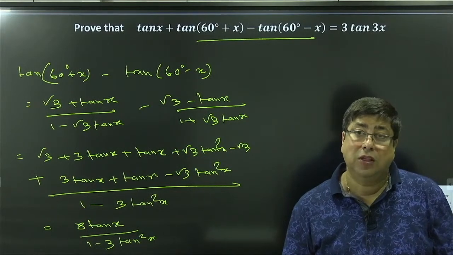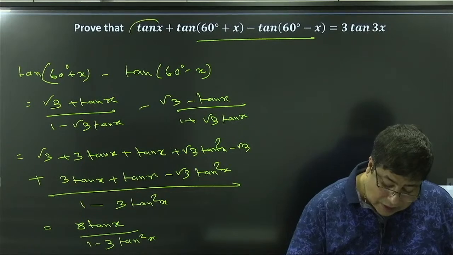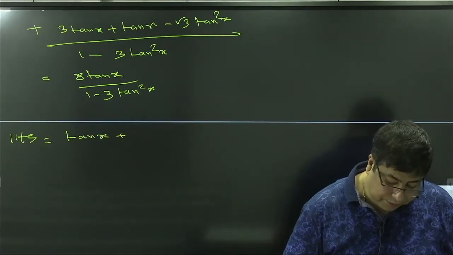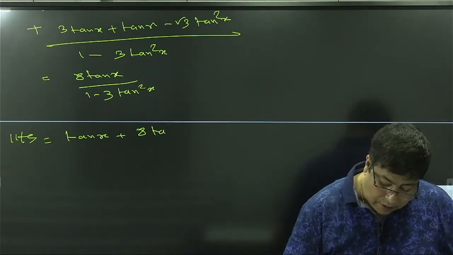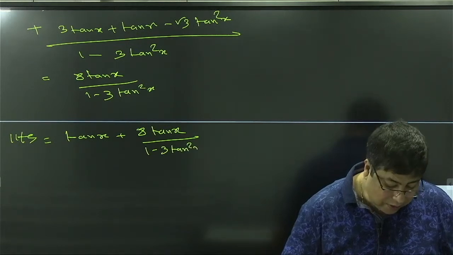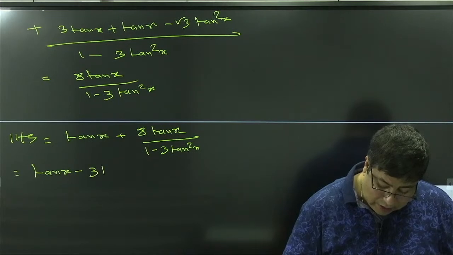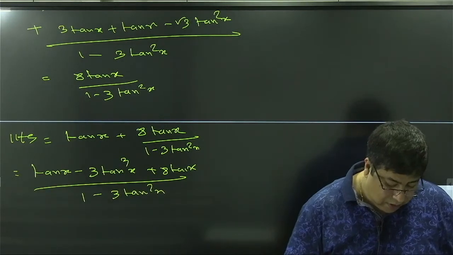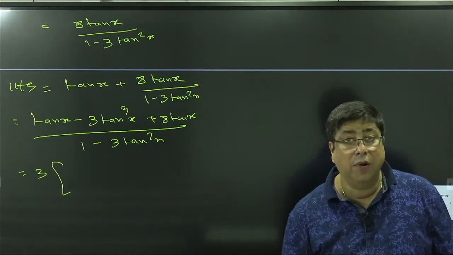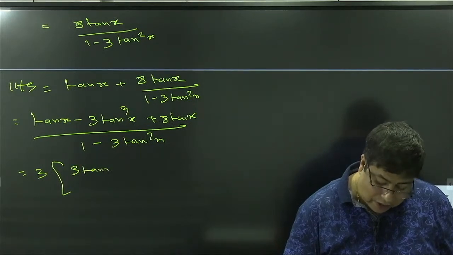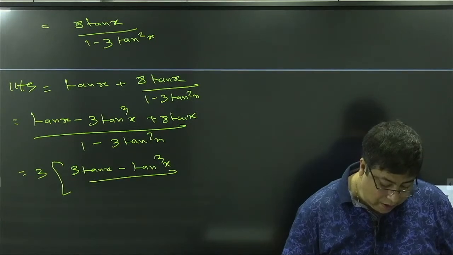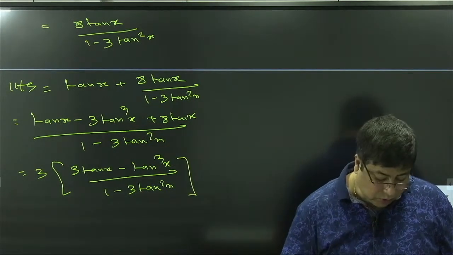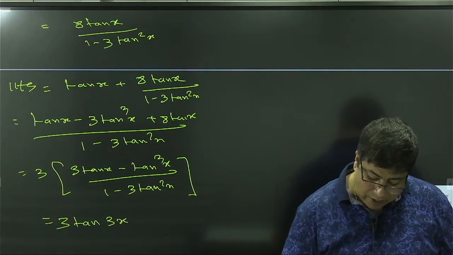Now with tan x, if we apply our requirement, the LHS means this series, now we have to apply. LHS equals tan x plus 8 tan x by 1 minus 3 tan square x, so we are getting tan x minus 3 tan cube x plus 8 tan x by 1 minus 3 tan square x, so equal to 3. This is the formula of tan 3x. If you take the 3 common here, we get 3 tan x minus tan cube x by 1 minus 3 tan square x. Everybody, this is the formula of tan 3x. So remember this series, we have proved it so that the concept becomes clear for you. And remember, this is the RHS.